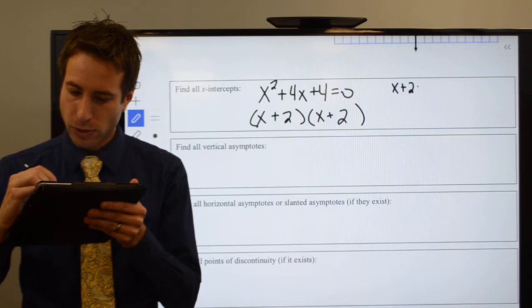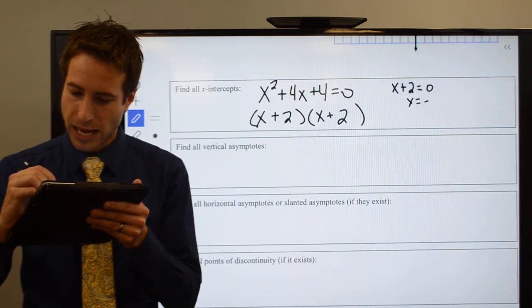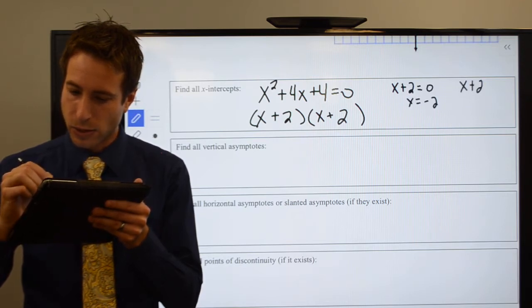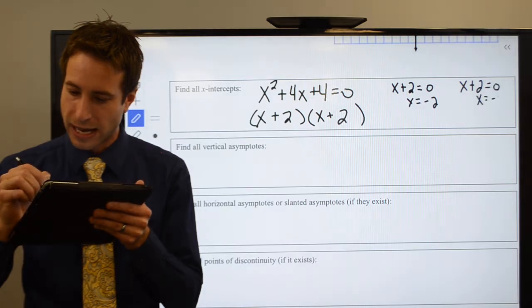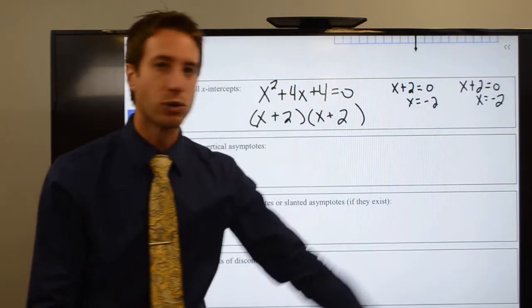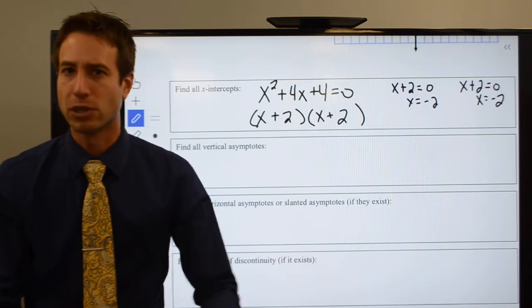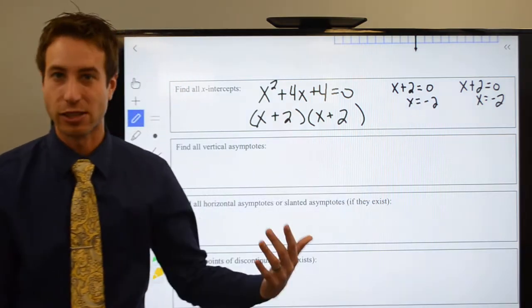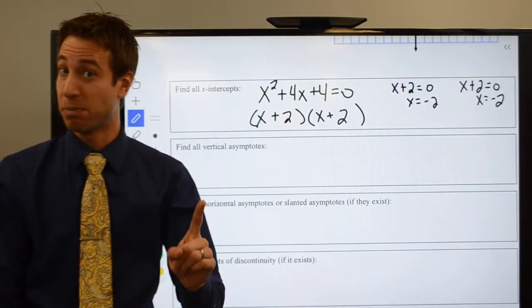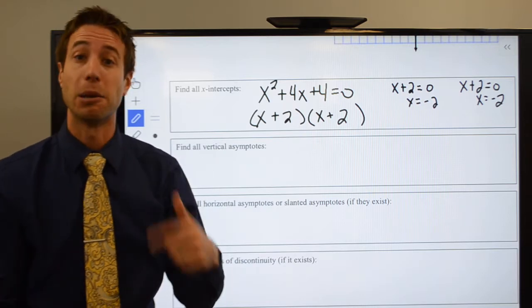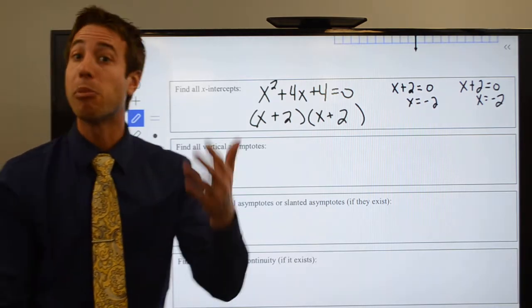X plus 2 is equal to 0. I get x equals negative 2. X plus 2 is equal to 0. I get x is equal to negative 2. The same answer shows up twice. No big deal. You just have multiplicity of 2 at minus 2. Your x-intercept, it appears, remember this one's sneaky, it appears I have an x-intercept of minus 2. But I don't know. We'll see.